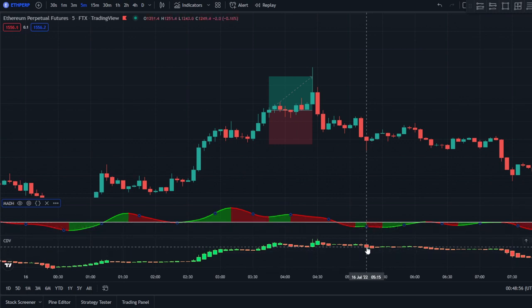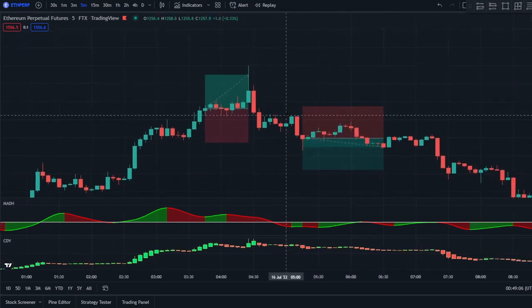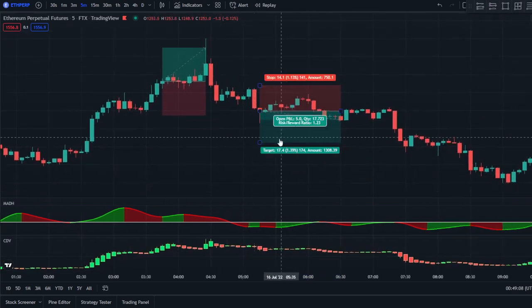In this case, you're gonna look at your CDV now, and CDV tells us that the candle is red, which means that there are sellers in the market. So we're gonna enter a short position right there. Stop loss will be right above the swing high, and we'll take a 1:1.